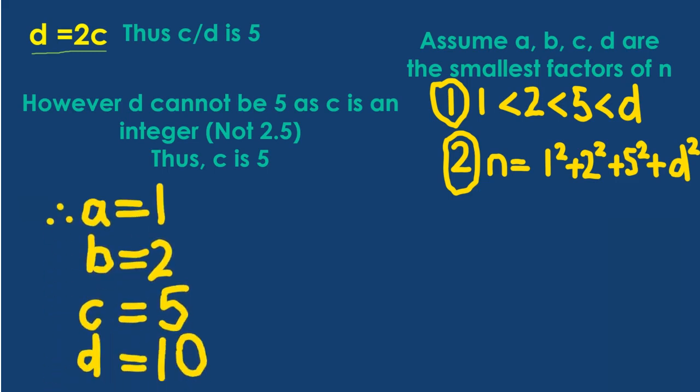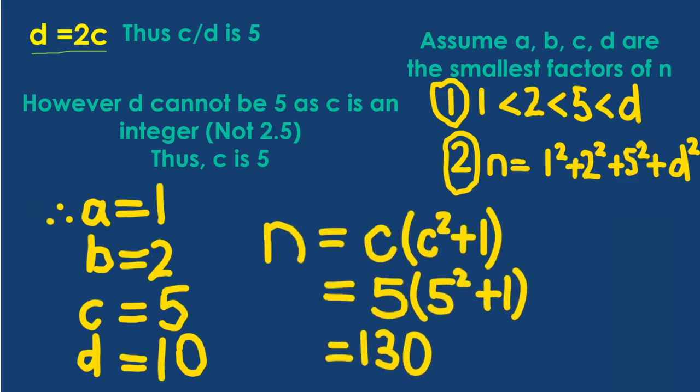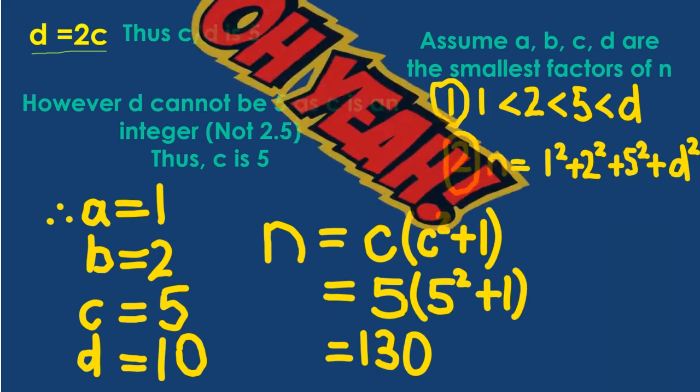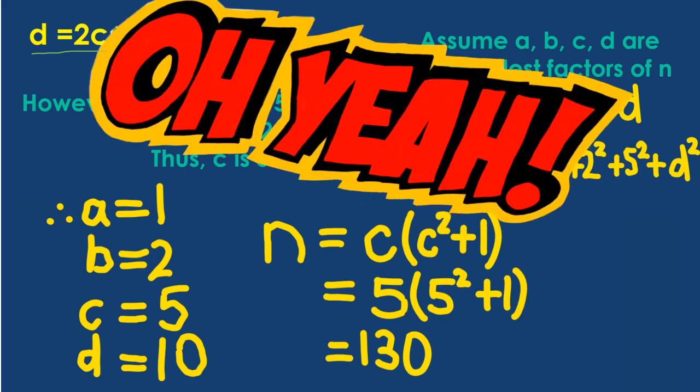So A is 1, B is 2, C is 5, D is 10, and n will be 5 times (C square plus 1). Since C is 5, it's 5 times (5 square plus 1), which is 5 times 26, which is equal to 130. That is the answer to the question.